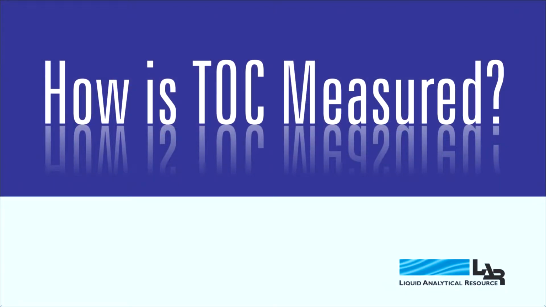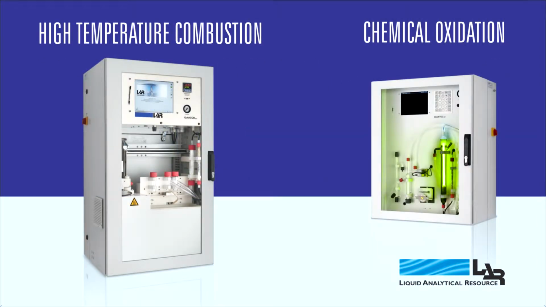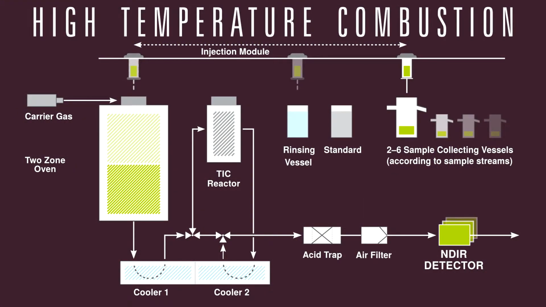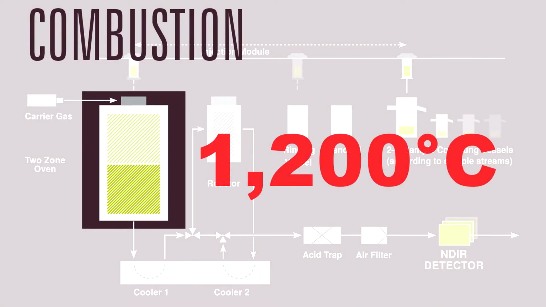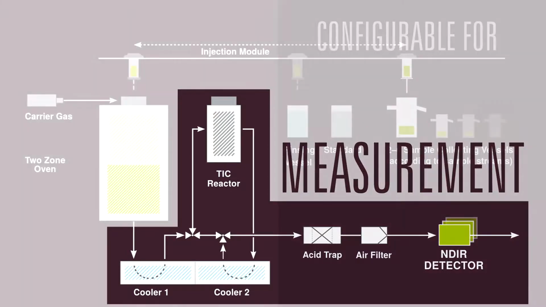So how is organic carbon measured? It can be measured through high-temperature combustion, or chemically, or a combination of these two methods. The high-temperature combustion method relies on very high temperatures to oxidize any carbon present in a water sample, converting it to CO2, which can then be measured with an NDIR CO2 gas detector.